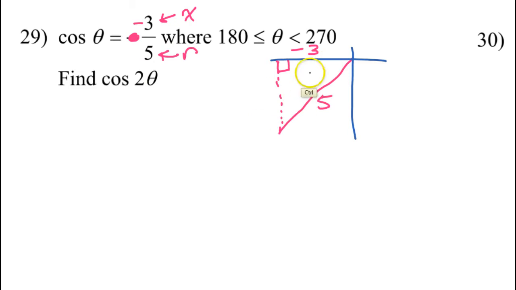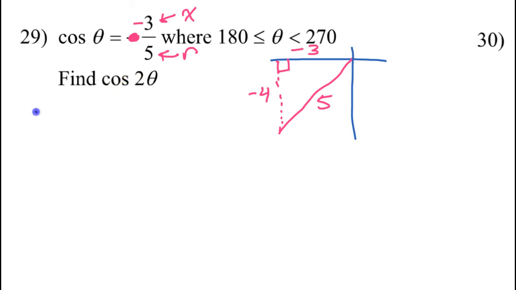If this wasn't one of the triples that I've memorized, I would have to do the Pythagorean theorem. But I know that this is a 3, 4, 5 triangle. Now, I will make this a -4 because this is down and y values are negative in the third quadrant. So now I have x, y, and r. So I should be good to go.